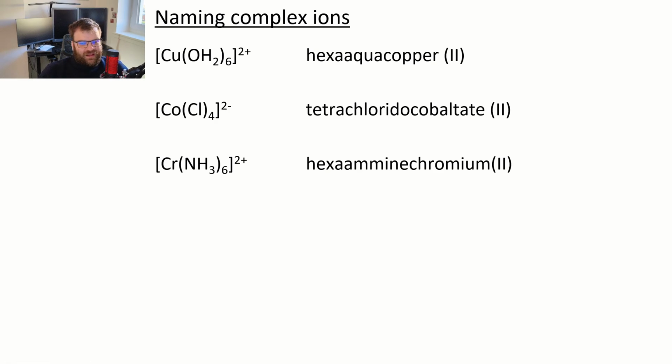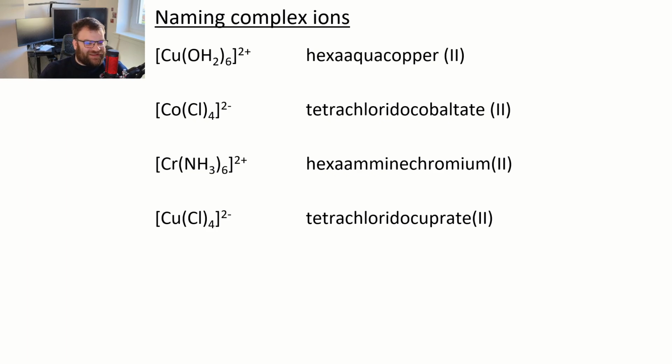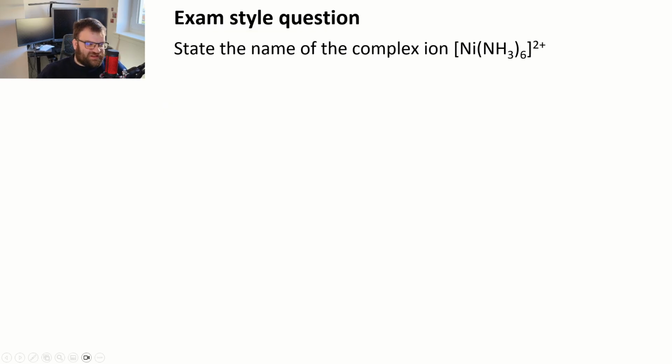And then in this one here, we've got copper. It's overall negative because it says cuprate. Tetrachlorido means that there's going to be 4 chlorines, and the copper has got to be 2 plus because it's got a 2 in the brackets at the end of the name. So actually looking at it, very similar to the second one, just copper instead of cobalt, but it works out the same.